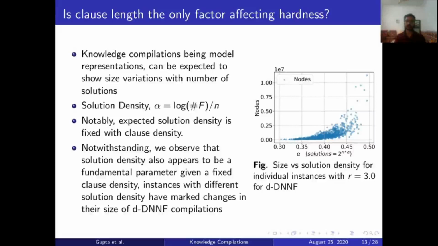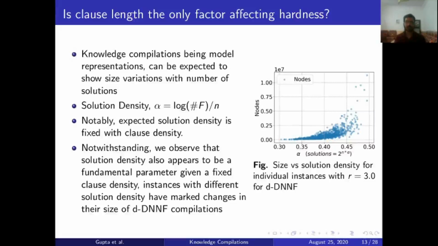And so to investigate this, here we plot on the x-axis solution density and on the y-axis number of nodes. In this graph, we are taking instances generated for clause length 3, and for each such instance we look at the number of solutions, calculate its solution density and plot it in the graph.